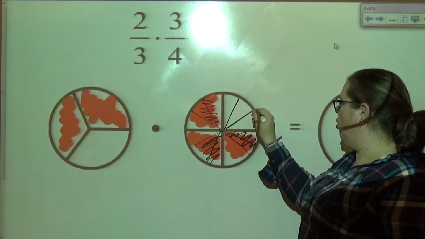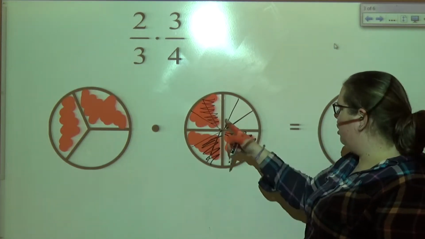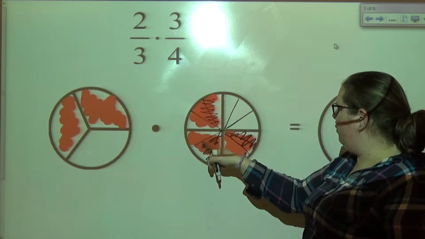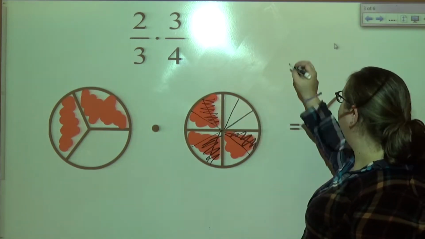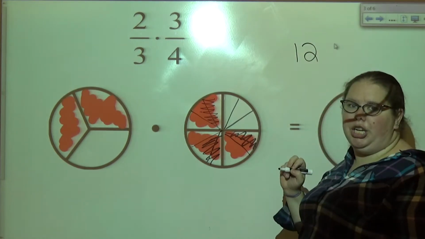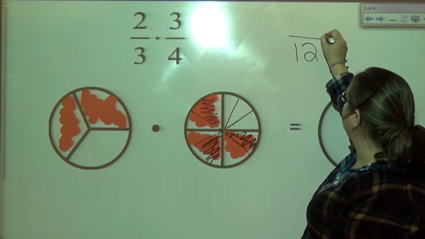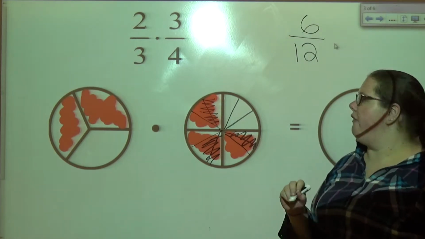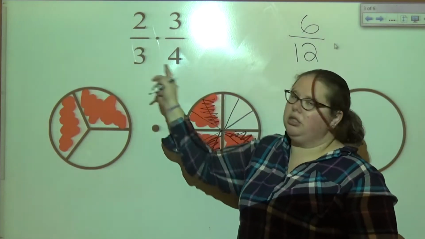So how many total are in this fraction? How many pieces did I turn this into? 1, 2, 3, 4, 5, 6, 7, 8, 9, 10, 11, 12. And then how many did I shade in? 1, 2, 3, 4, 5, 6. So I found for each of my 3/4, I found 2/3 of it.